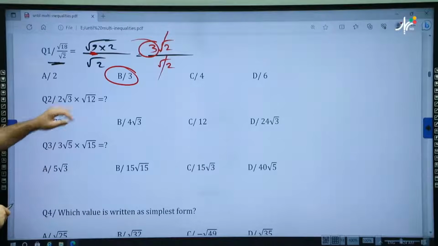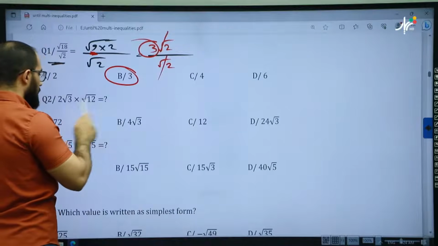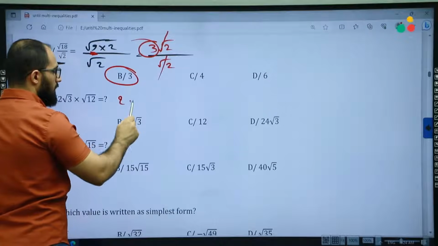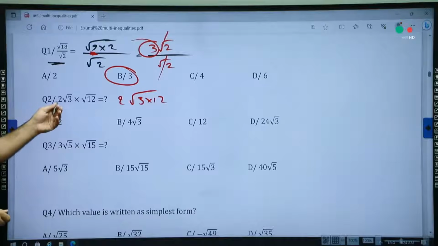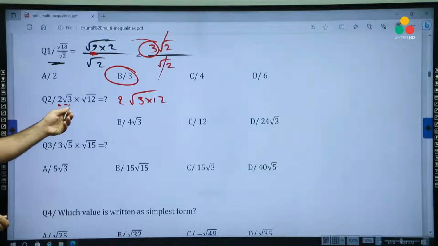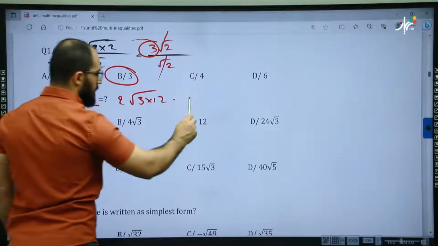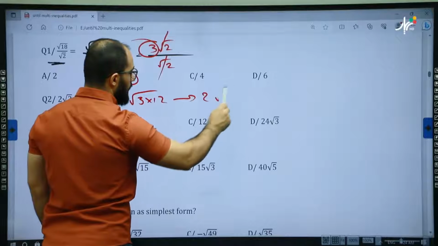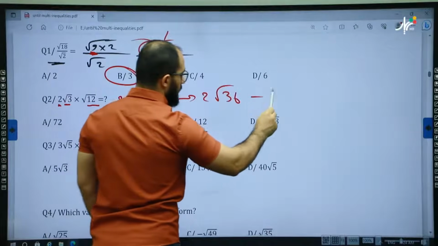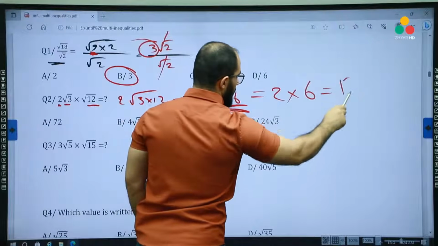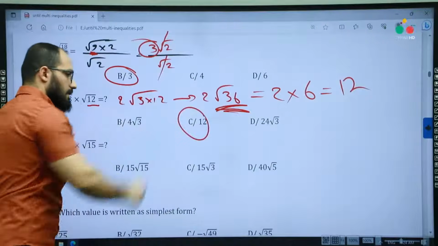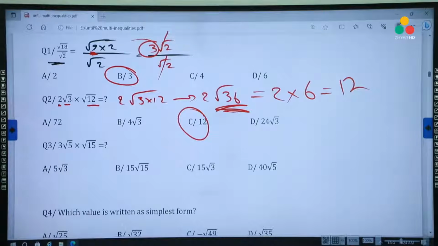Next question, 2 square root of 3 times square root of 12. We have solved this question before. The 2 is outside the square root, it stays there. Square root of 3 times square root of 12, we can write 3 times 12. Then it's going to be 2 square root of 36. The square root of 36 is 6. 2 times 6 is 12. So C is the correct answer.